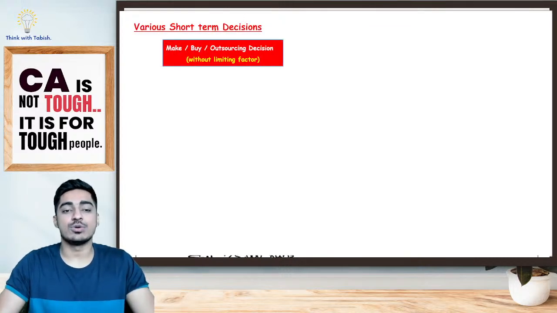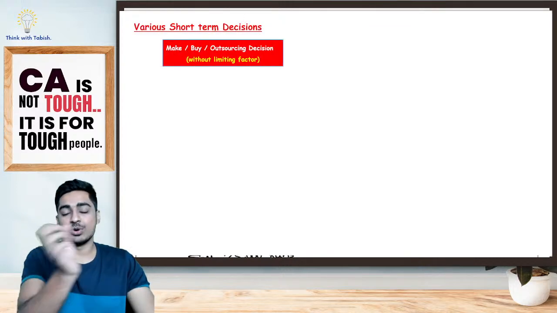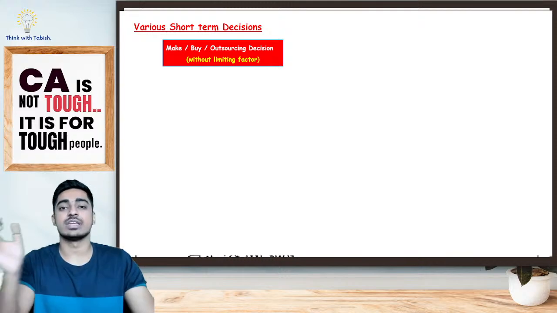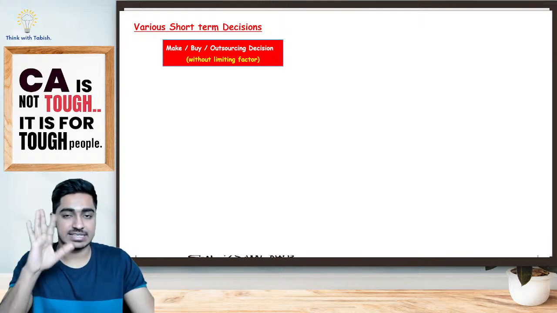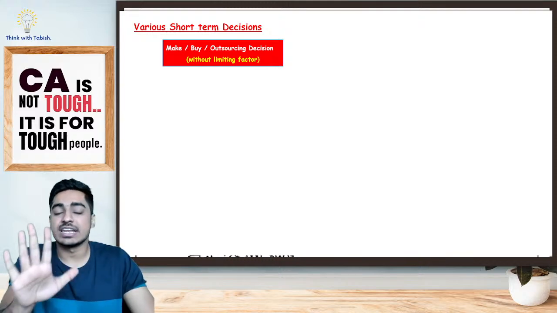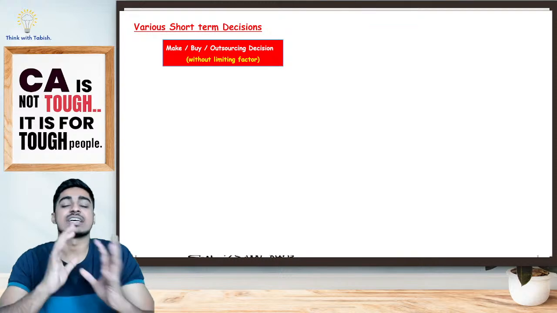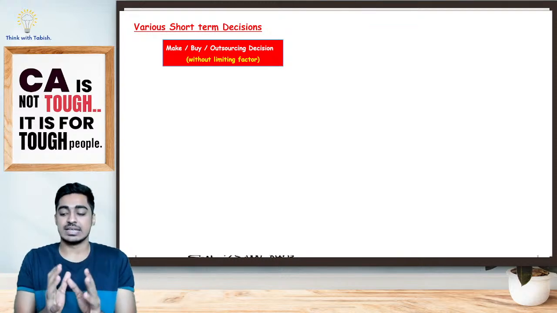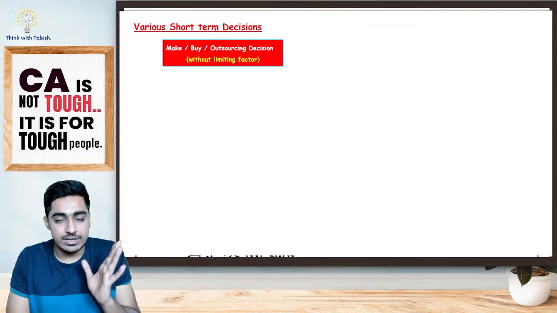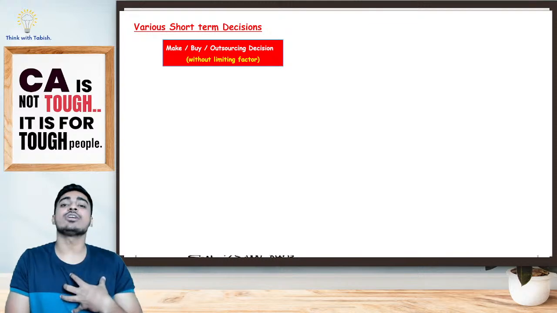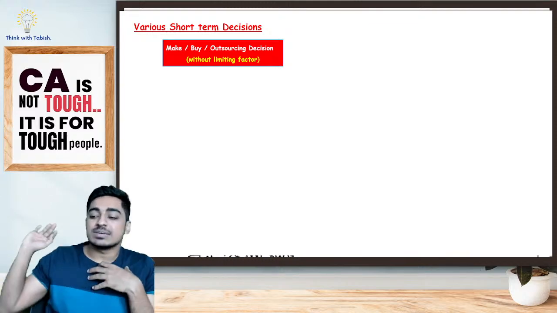Yes, make or buy or outsourcing decision. Again, how do we take a decision if limiting factor is not there? How do we take a decision if limiting factor is there? That is again there. First, let us try to understand the base. Company is trying to take a decision. Yes, there is one component which is required. Should we make it on our own or should we buy from the supplier?